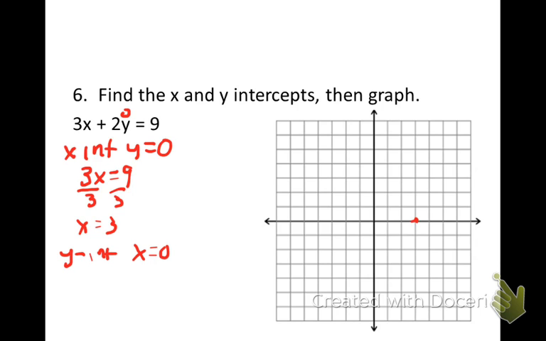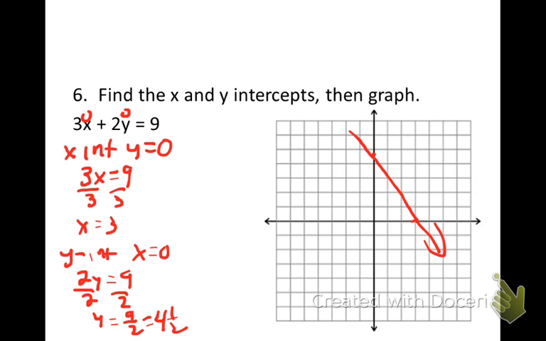To find the y-intercept, I'm going to let x be 0. So if I put a 0 in here, I'm going to have 2y equals 9. Divide by 2, and I get y equals 9 halves, which for graphing purposes I probably want to think of as 4 1/2. So 1, 2, 3, 4 1/2. Kind of like that, and then I just draw a line through those 2 points. So that would be using the x and y intercept to graph.